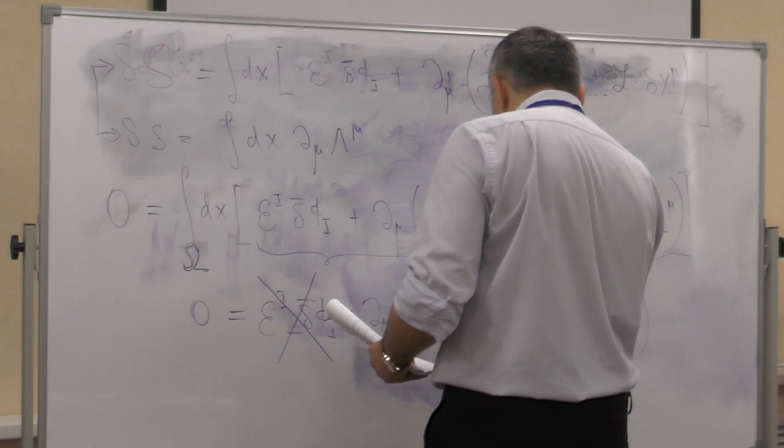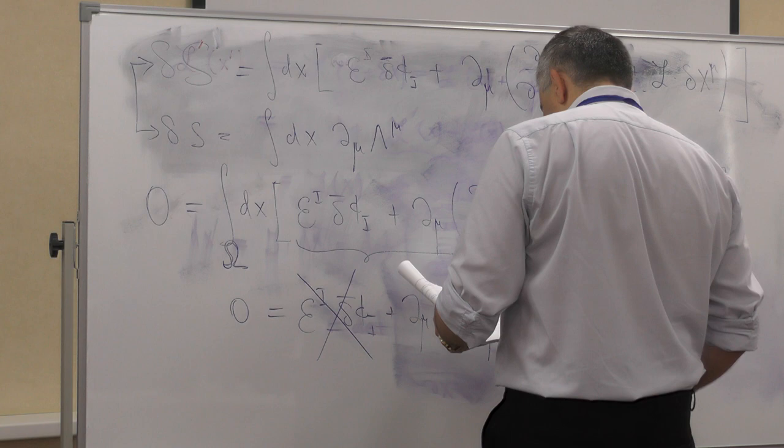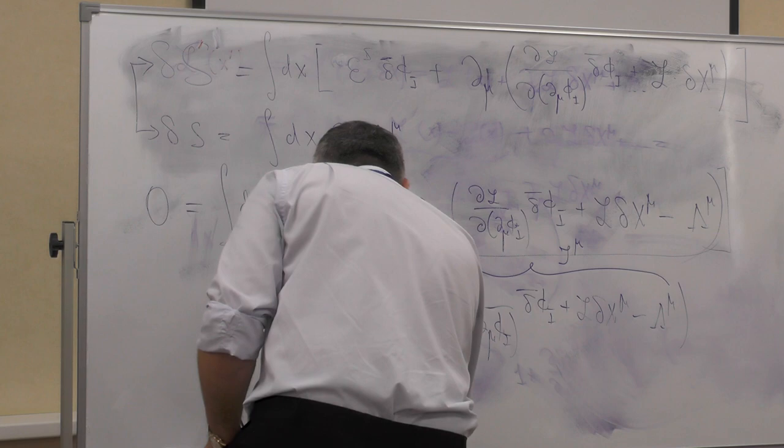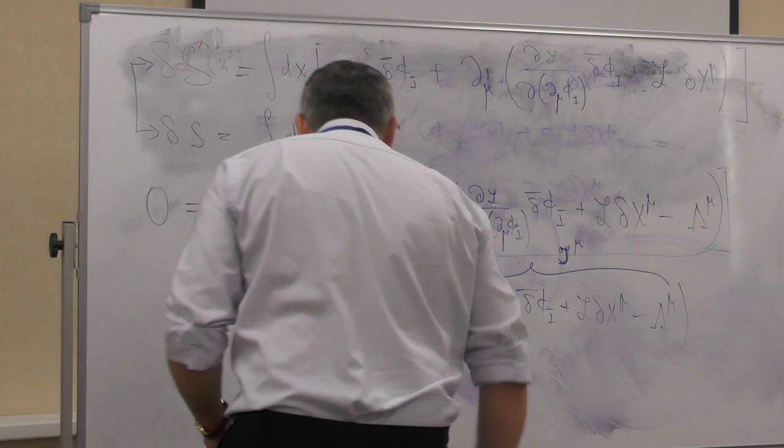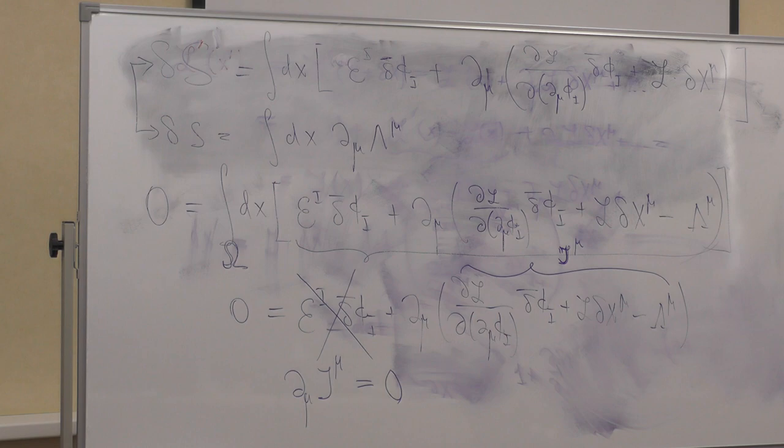Let me call this object J mu, such that on equations of motion, it's actually a current, J mu. On equations of motion, this current is divergenceless. It has no divergence. So the divergence for this current vanishes. D mu J mu is equal to zero.